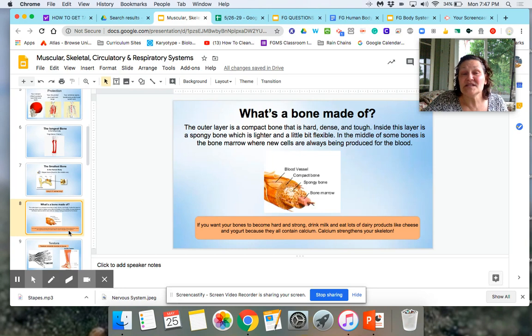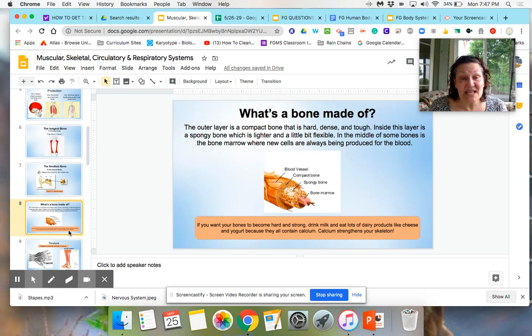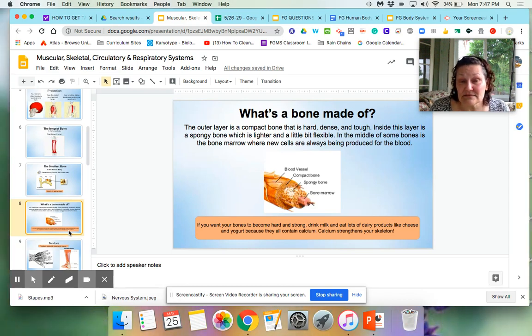So what is the bone made out of? It's made out of cells. That means the bone itself is living. It's made of different kinds of cells, and they do different things.